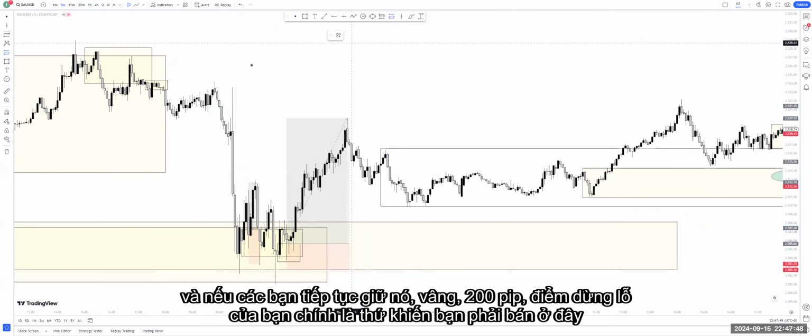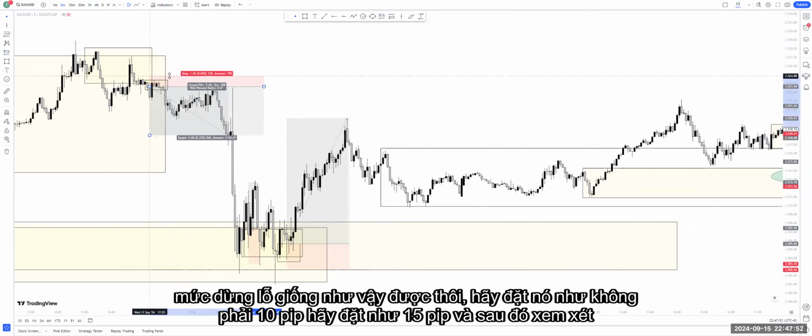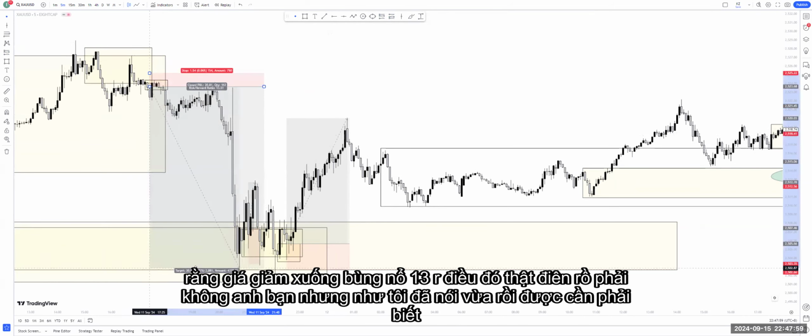Take a sell here. Your stop loss is like what? Let's make it not 10 pips, let's make it 15 pips. And then look at that, the price drops down. Boom. 13R. That's mad, bro.